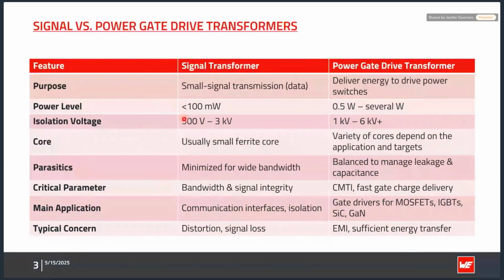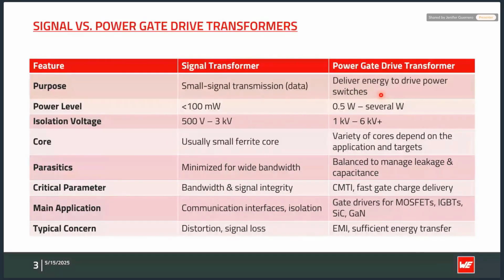As we are more focused on the signal transformer to transfer this kind of signal in a very smooth and fast way, we don't need this kind of high voltage isolation. Sometimes it's up to 3 kilovolts, but this is very fine for a data interface. We are now talking about the gate drive, the power gate drive transformer. They often need from 1 to 6 kilovolts or even more.